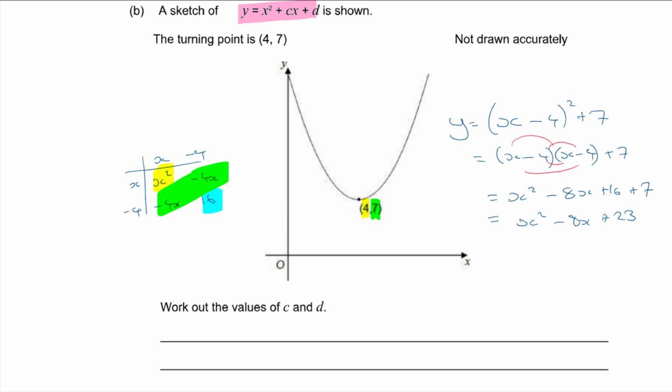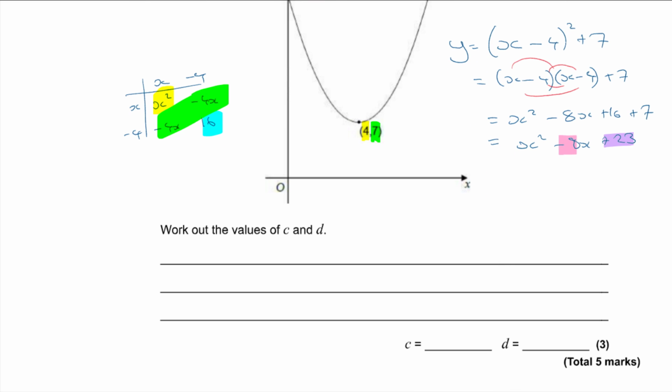Okay, so then what is the value of c and d? Well, c is the coefficient of x, which is minus 8, and d is the constant on the end, isn't it, which is plus 23. Okay, so they're my values of c and d. So c is minus 8 and d is 23.